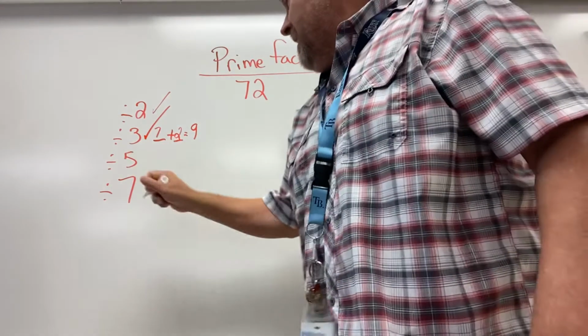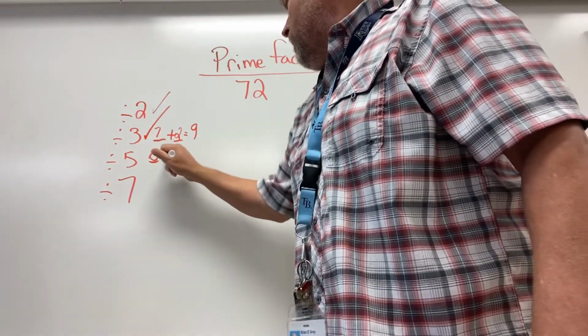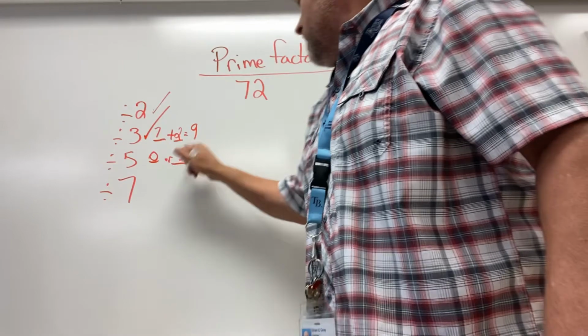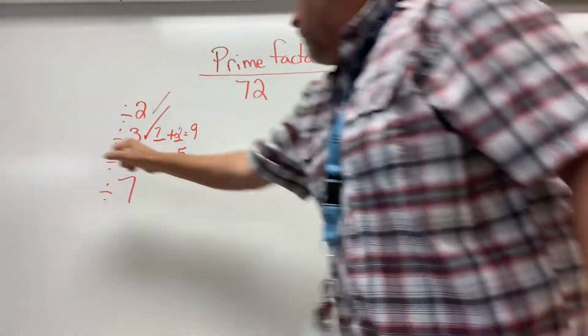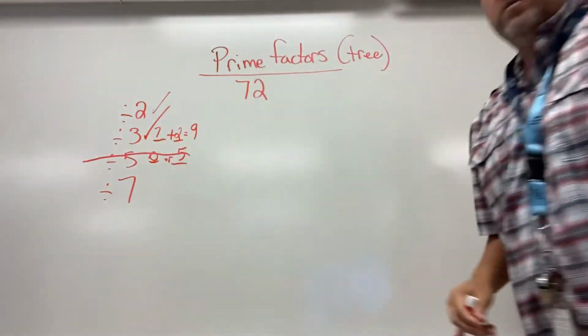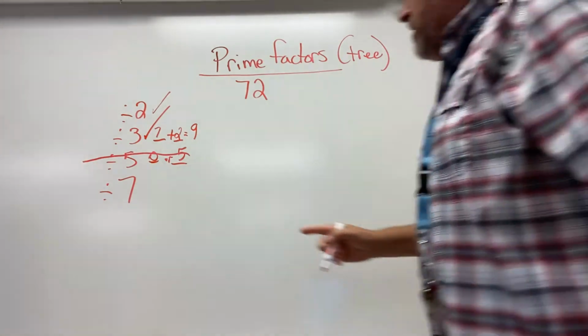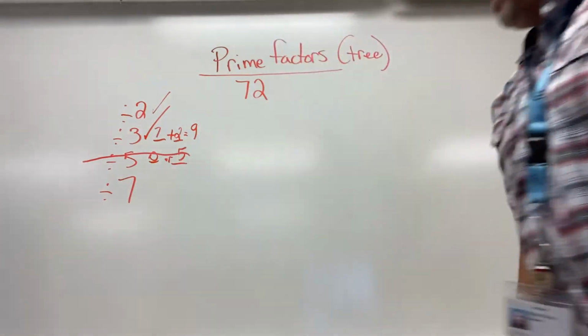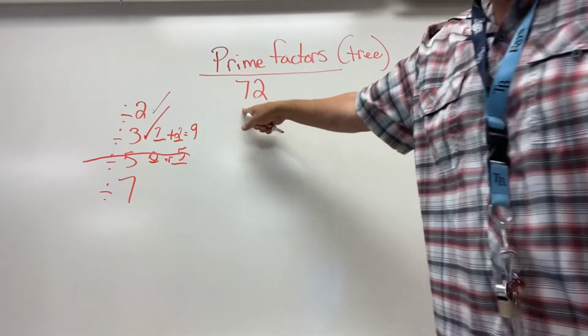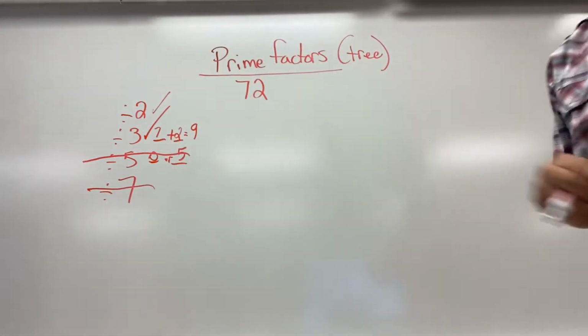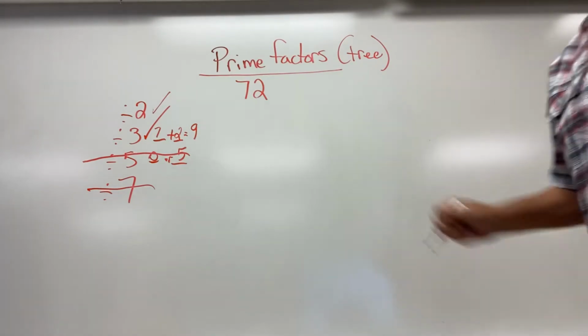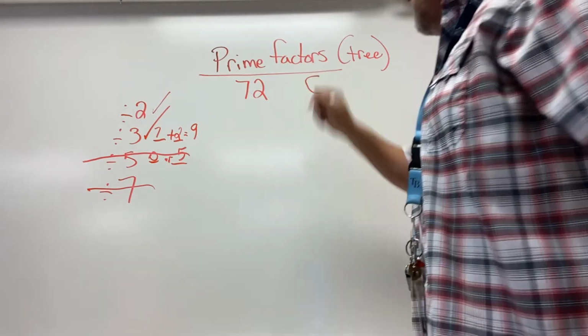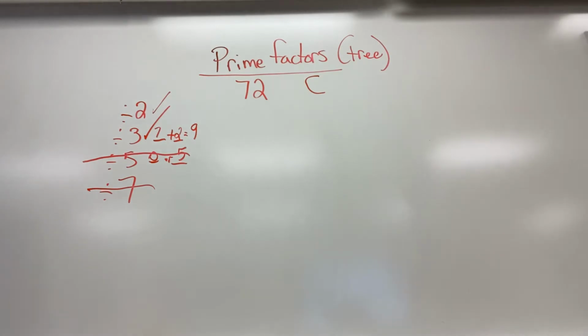5 goes into any number that ends in 0 or 5. In this case, 5 will not go into it. And then the number 7, we know 7 goes into 7 one time, but 7 won't go into 2, so it's not divisible by 7. But we know it's divisible by 2 and 3, so we know this number is composite.